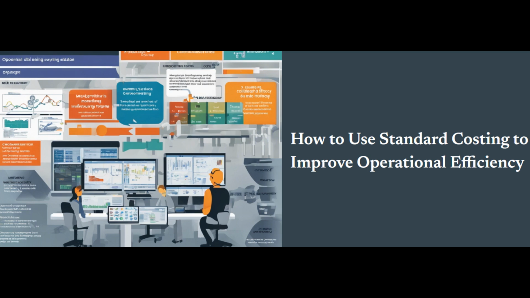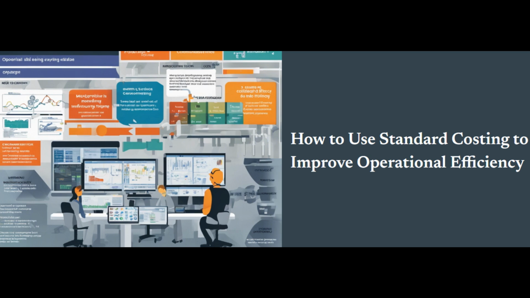Leveraging variance analysis for continuous improvement. Once you've identified the root causes of variances through your analysis, the next step is to implement corrective actions to address the underlying issues. This is where the true power of standard costing shines, as it can drive a cycle of continuous improvement within your organization.